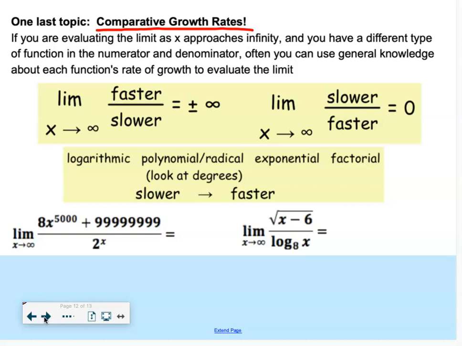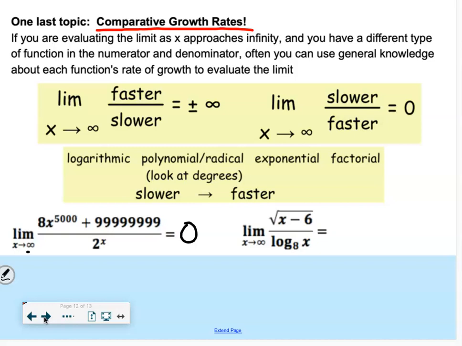Okay. So for these two examples, very quickly, what kind of function? We've got 8x to the 5,000 plus 99999999999 over 2 to the x. Which one grows faster? 2 to the x. Exponential grows faster. Doesn't matter how big your exponent is, this is still a polynomial. This guy's going to win. It might not win for a while, but when you're going to infinity, you've got a while. Okay. So since the bottom grows faster, this guy's going to 0.